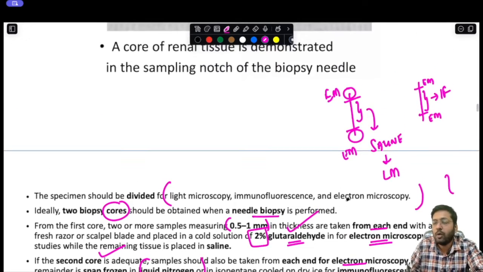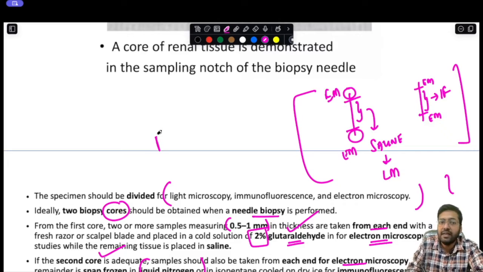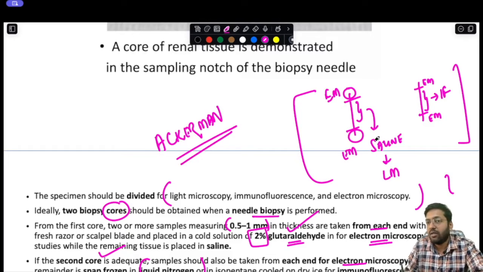Okay, so remember this point. I am going to repeat once again how you divide, and this guideline is given in Ackerman. In Ackerman they are using this particular guideline. So as a pathologist, if I am going to write an answer, I am going to stick to what is given in Ackerman, and I am also writing the source.